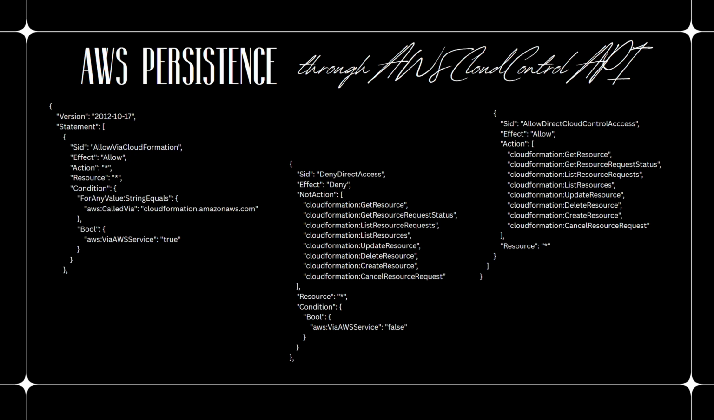And how it works is we can ask AWS to deny all the permissions except for cloud control related permissions and allow everything else only if it's being proxied through the cloud control service. It will show as CloudFormation because cloud control uses CloudFormation in the backend.